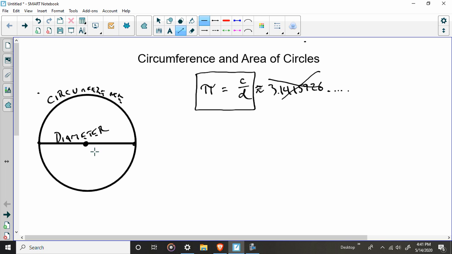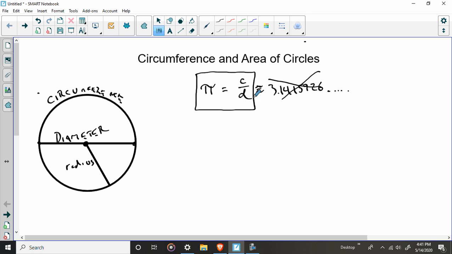So let's start off by saying this, okay? The distance from the center to any point on the circle we call the radius. So no matter where I draw the radius, it's always the same length. And usually we denote this with a lowercase r. But again, two radiuses together, or two radii, if you will, make a diameter. Okay, so two radiuses together make a diameter.